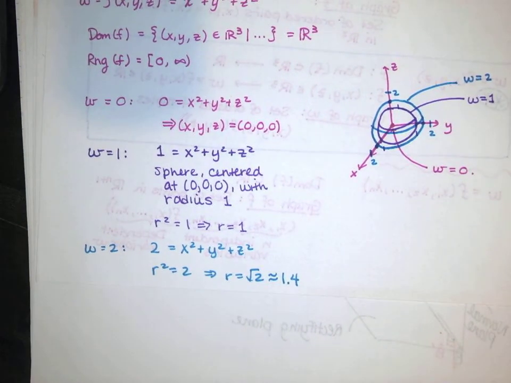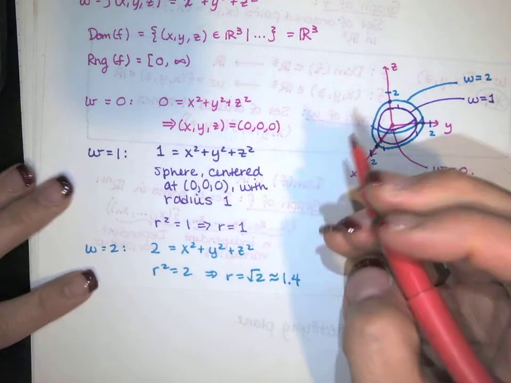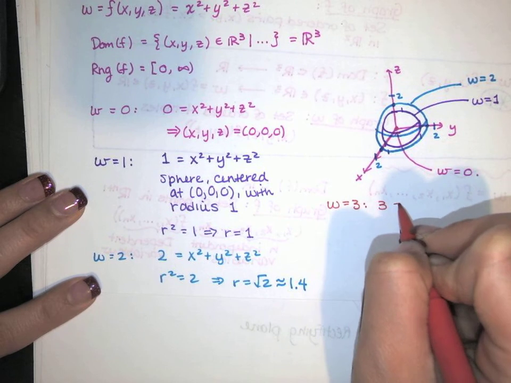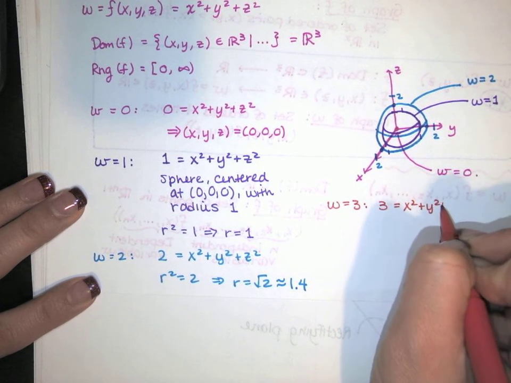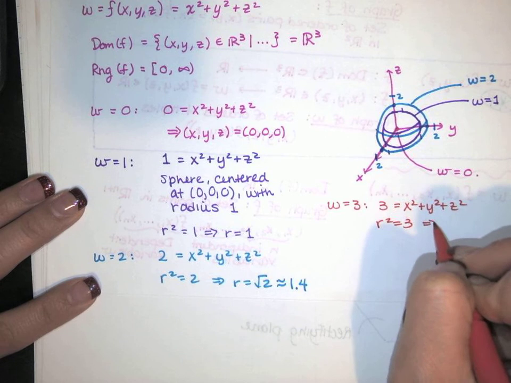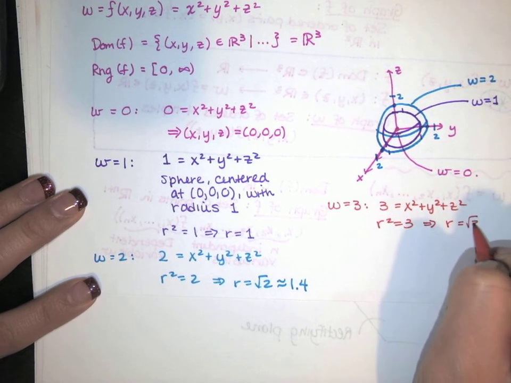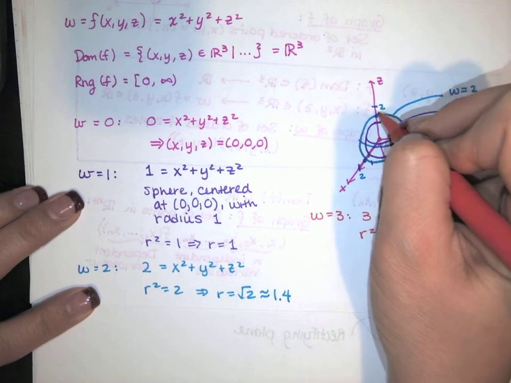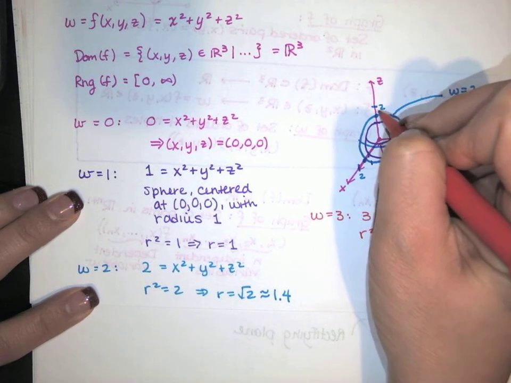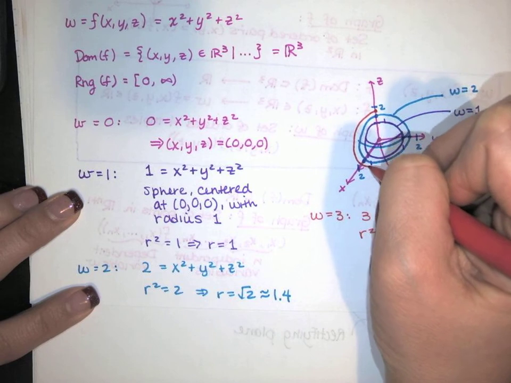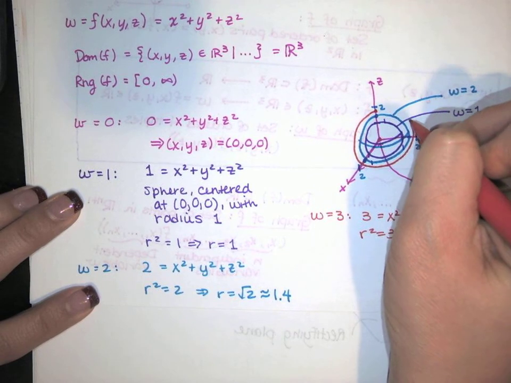Okay. Now let's see what happens when w equals 3. I bet you can guess it. We've got 3 equals x squared plus y squared plus z squared. So r squared equals 3. So r equals square root of 3, which is about 1.7. So I'm going to draw a sphere of radius 1.7.